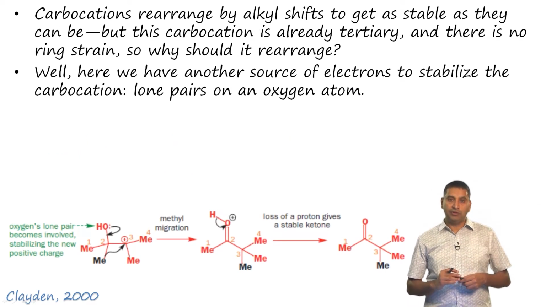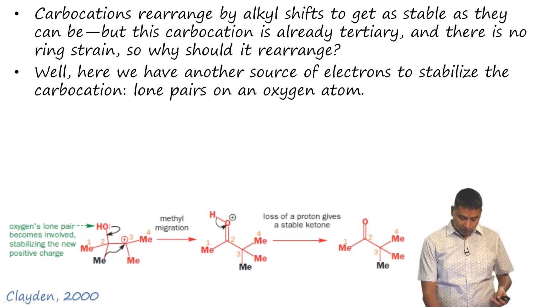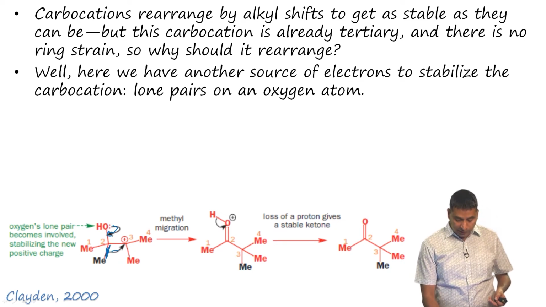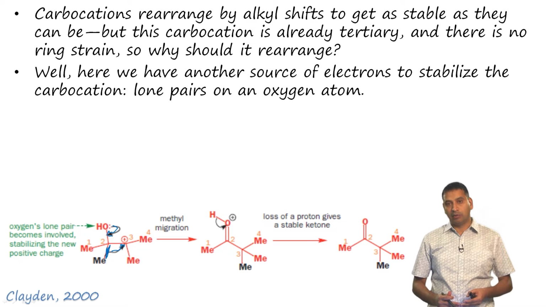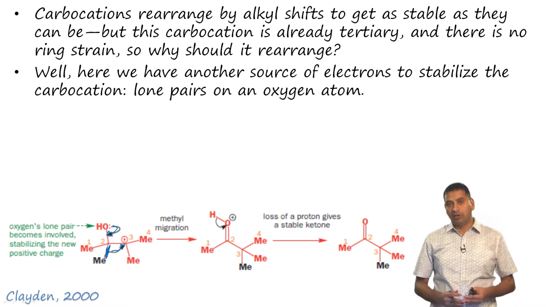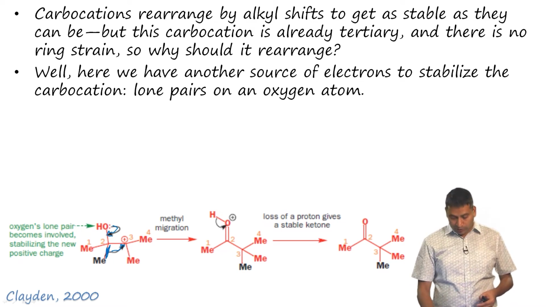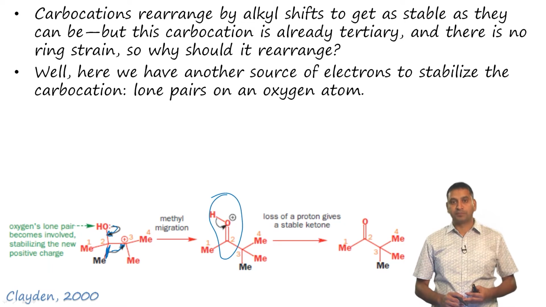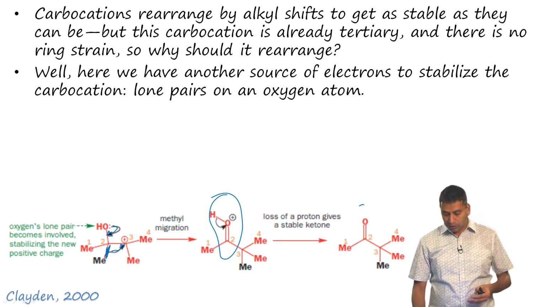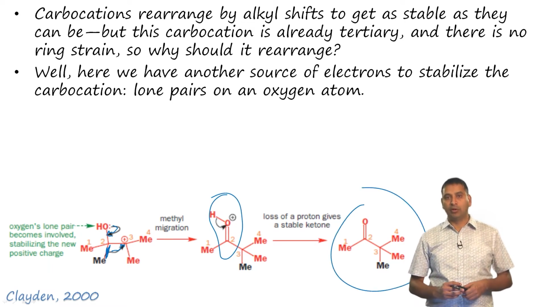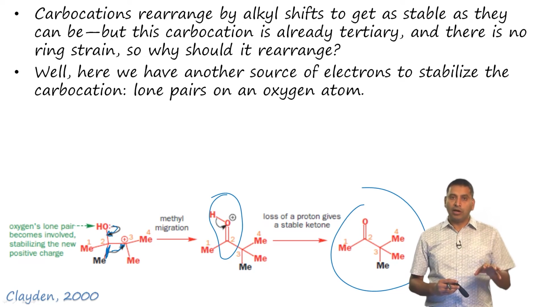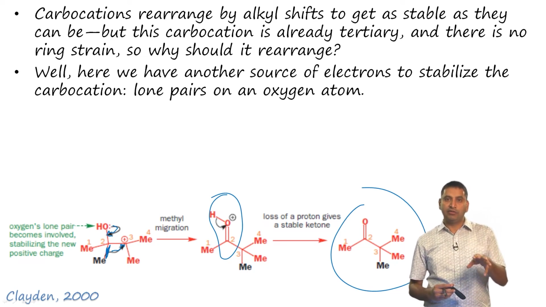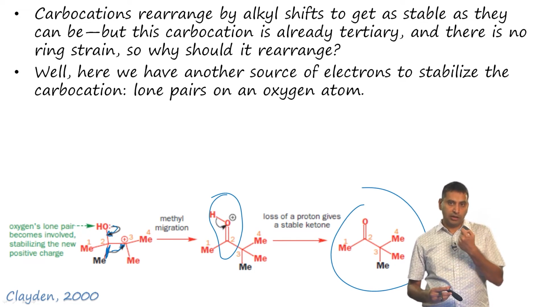So, what happens is that the lone pair on the oxygen then comes in, and this carbon-methyl bond breaks and forms a new carbon-carbon bond with the adjacent carbon, and you form a protonated carbonyl species as shown here. And loss of this proton gives you the ketone, which is pinacolone. So, carbocations are typically rearranged by alkyl shifts, but this carbocation is already in the tertiary form, and so there is no need for it to rearrange.